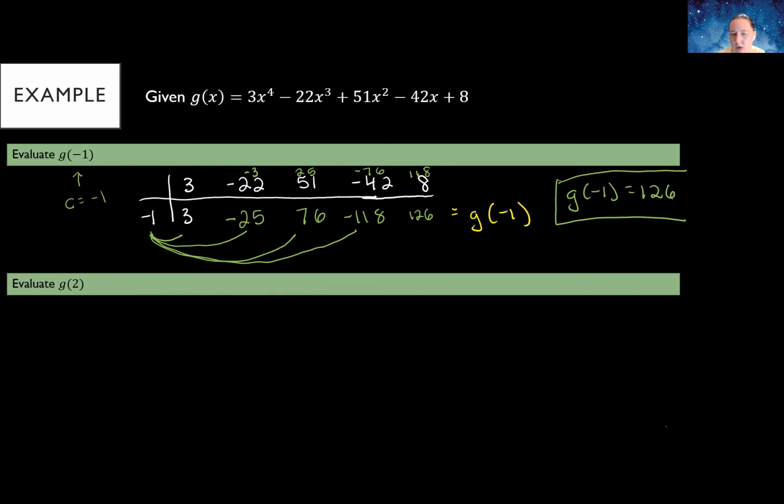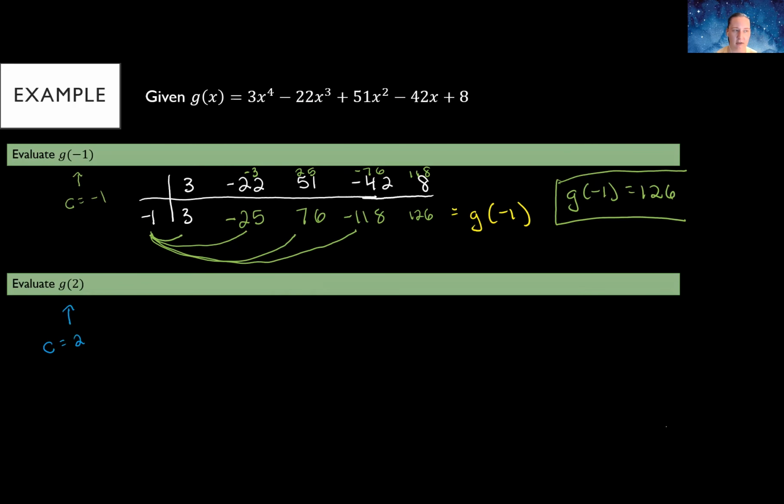So the next one is g of 2. So c is going to be equal to 2. I want you guys to try this one because you're going to be practicing the synthetic division. It's going to be set up the same. We're just using a different number for what we're multiplying. So I want you guys to do this one and then give me your final answer.